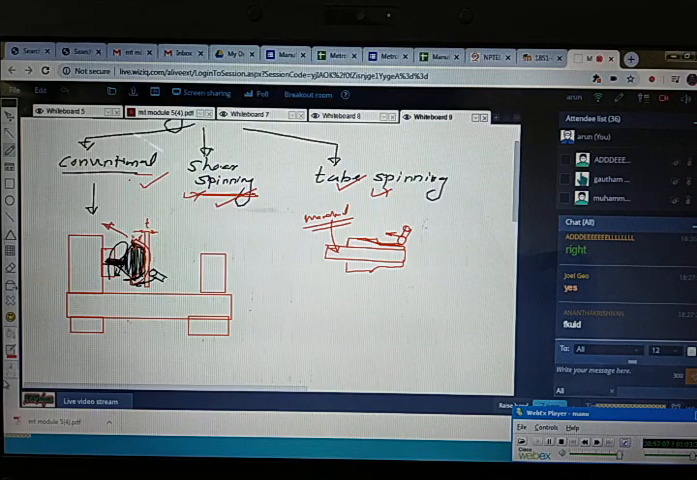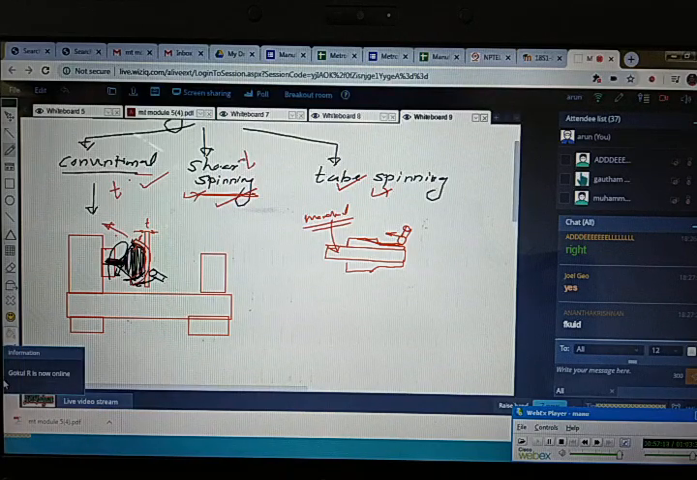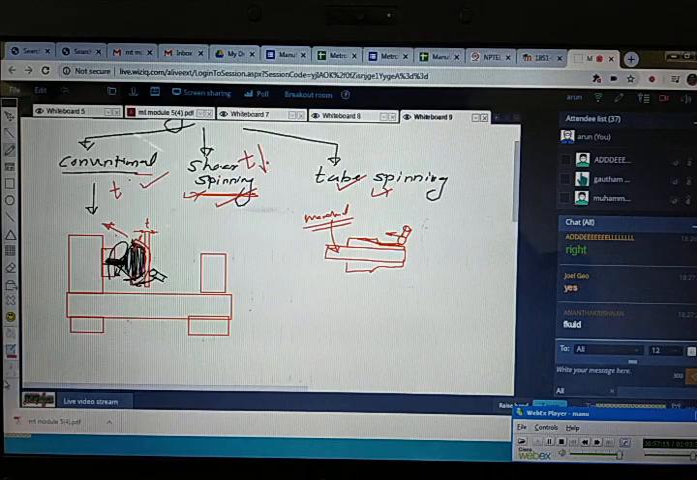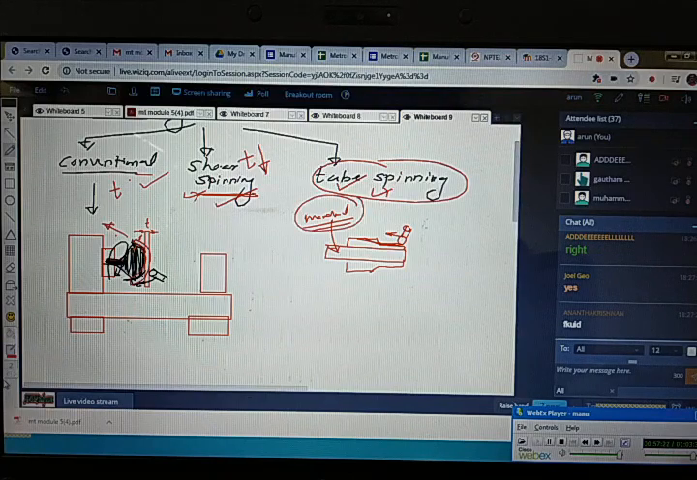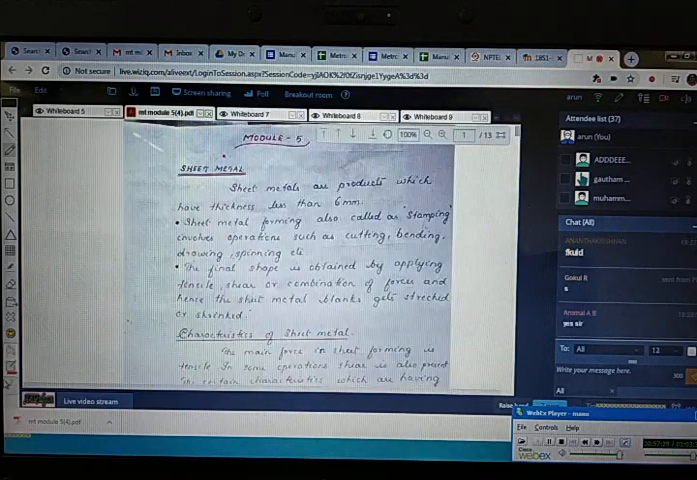What about the case of shear spinning? The T will vary. That is the difference. The T will remain constant in the case of conventional. The T will get reduced in the case of shear spinning. That is the difference. In the case of tube spinning, it uses a mandrel. It is used for reducing the diameter of the tube by using a roller. So these are the things. Now let's go through the note.